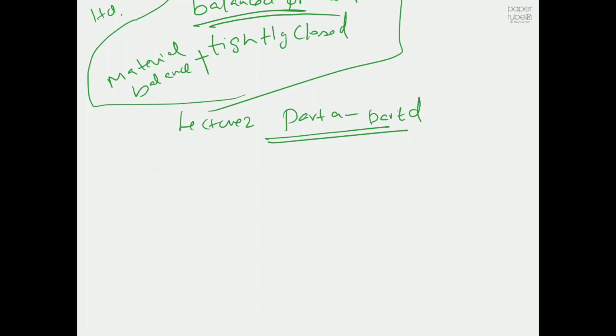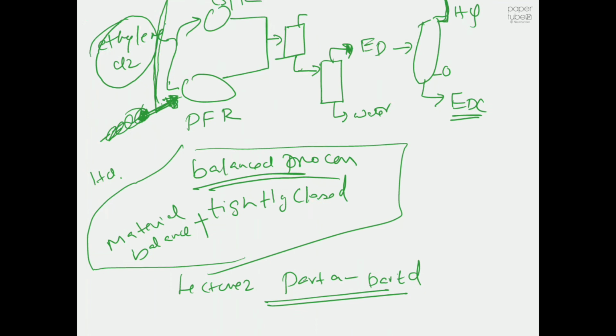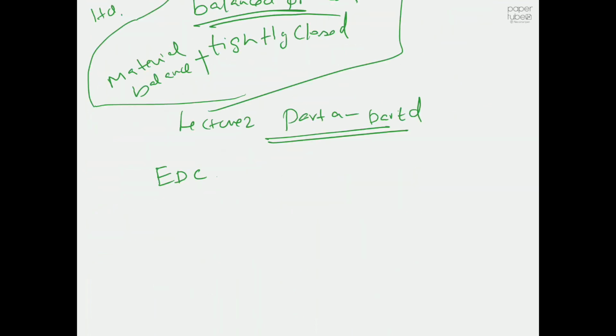So what we are going to see in the next part is this: we will take this ethylene dichloride and take it to the pyrolysis unit, which will be something like a plug flow reactor. So I will use the PFR as a pyrolysis chamber, and then we will heat it to a very high temperature, where you will get your vinyl chloride monomer.